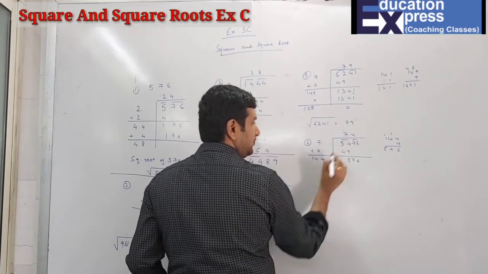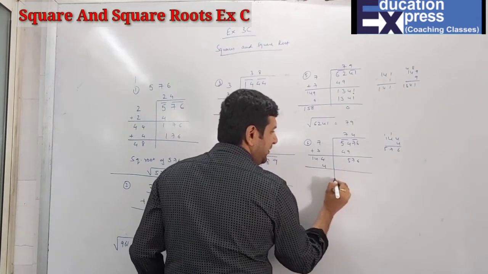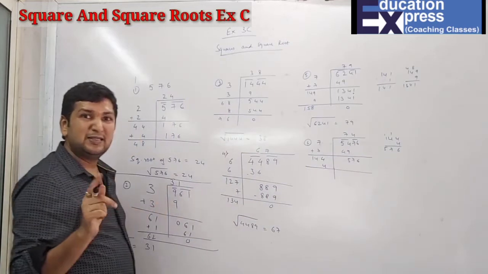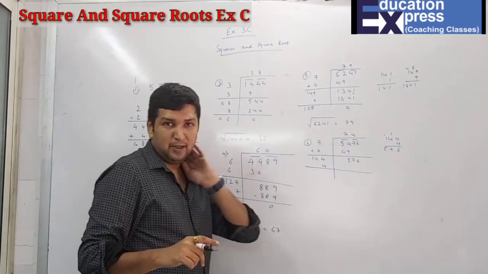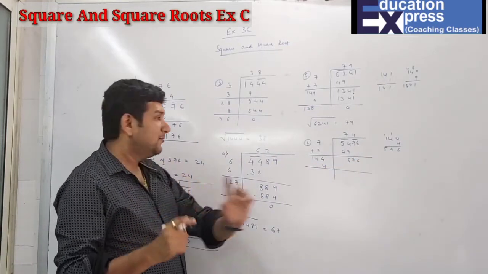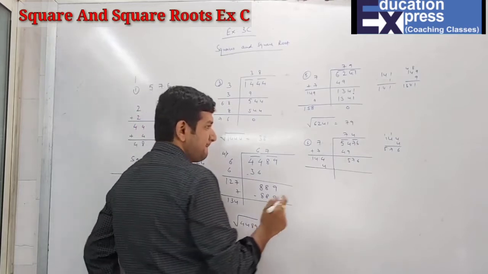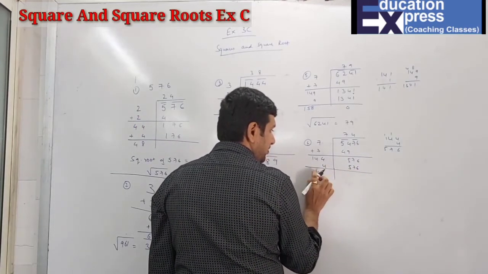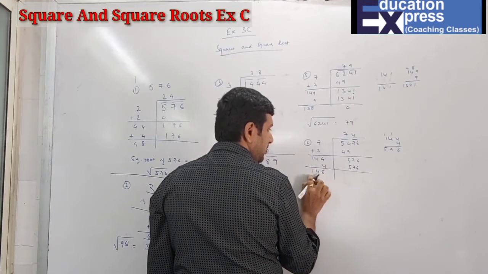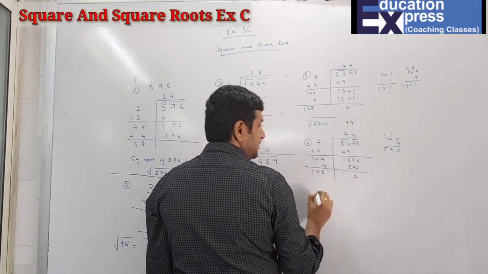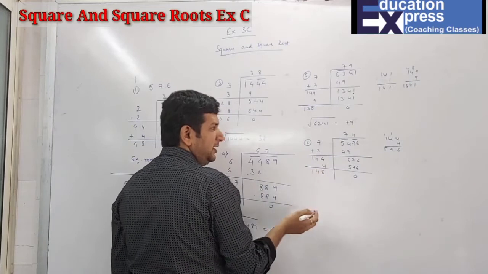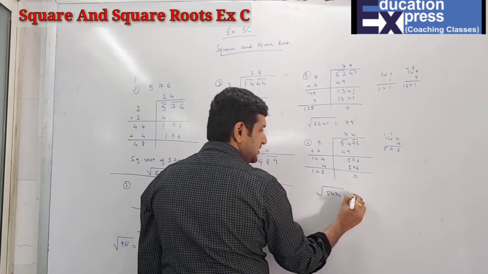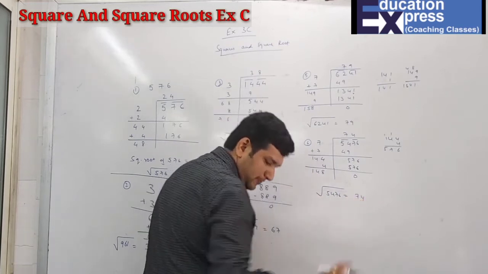So 4 into 4. Students, I hope you are understanding it. Why am I taking only 4? Because the last number is 6 and the square of 4 also ends in 6. The last number is 6. That is why we have to select that particular number whose square will give us the unit place. So the answer is 0. The double of 74 is 148, and the square root of 5476 is 74.